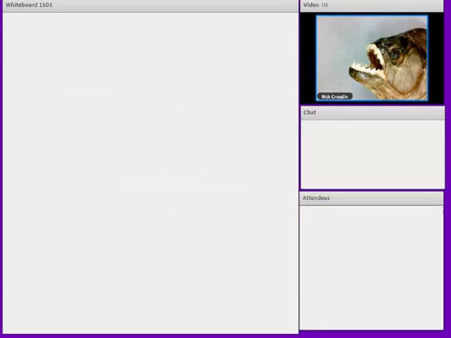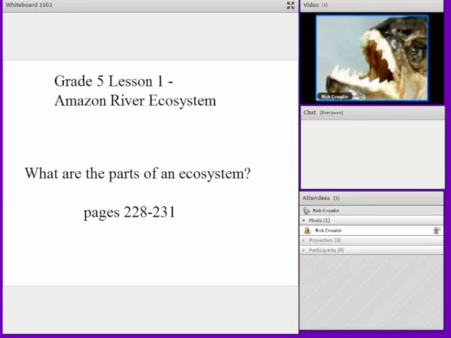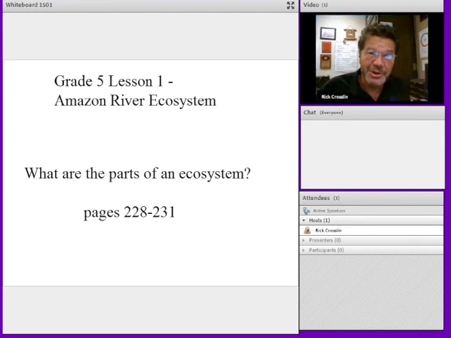In this lesson, we're going to learn about ecosystems and the different parts that you might see in the ecosystem. It goes along with your science book, page 228 to 231. And so for me, the best way to actually learn about an ecosystem is to visit one. And that's what I hope to do with you. I hope to take you along on one of my many trips that I did down the Amazon River.